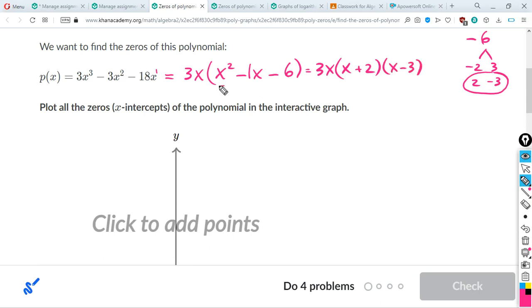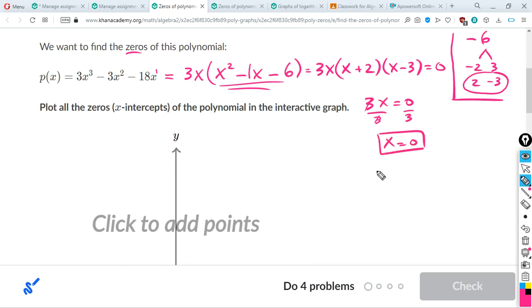All right, so we broke this up and factored it, that's all. And since we're looking for the zeros, you just set this equal to 0. Okay, anything times 0 is 0. So any of these can equal 0. If 3x equals 0, and you divide both sides by 3, x is just 0 over 3, or 0.